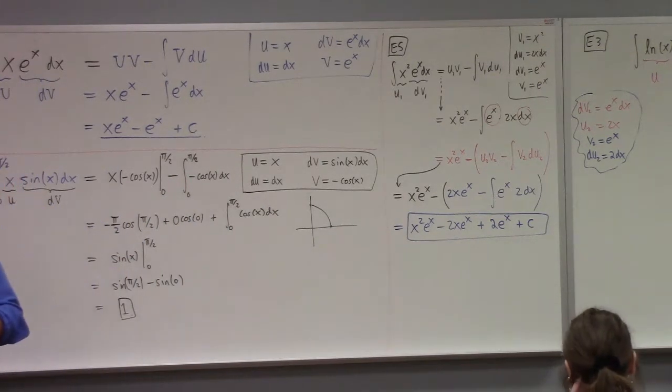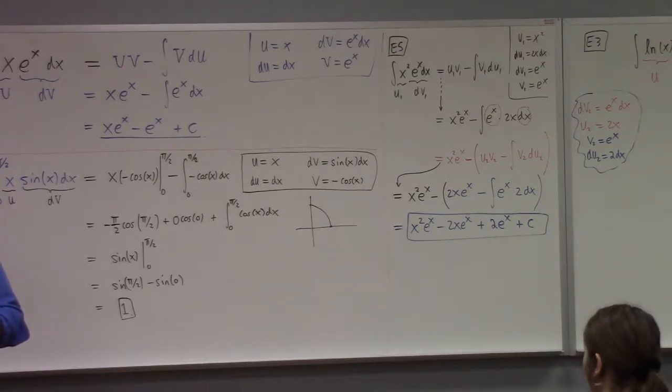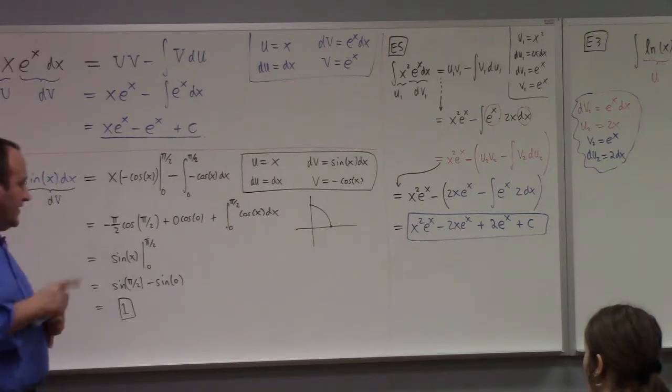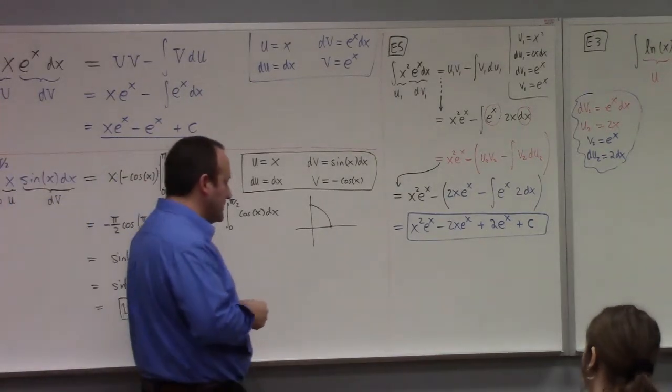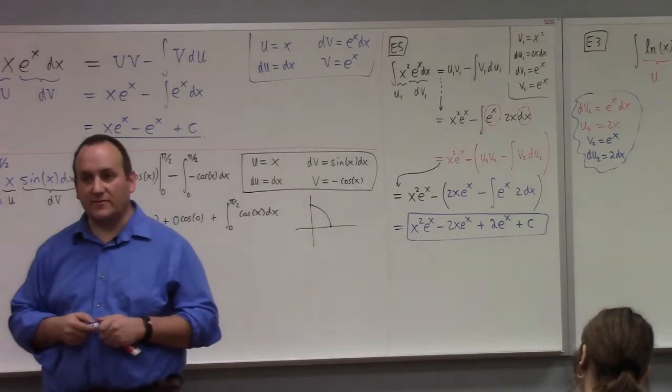But isn't that obvious? Right? If somebody came to you and said, hey, I want a function that if I differentiate it, it gives me back x squared times e to the x, you'd be like, huh, I've had calculus 1. I'm a smart guy. The answer is x squared e to the x minus 2x e to the x plus 2e to the x. Oh, and you can add a constant. Said no one ever, right?